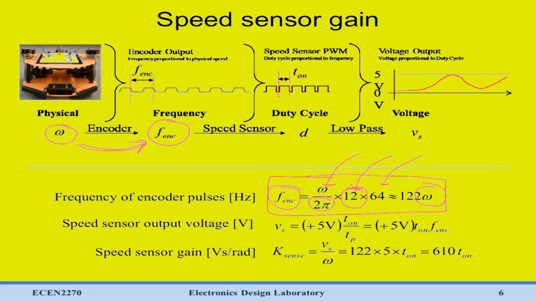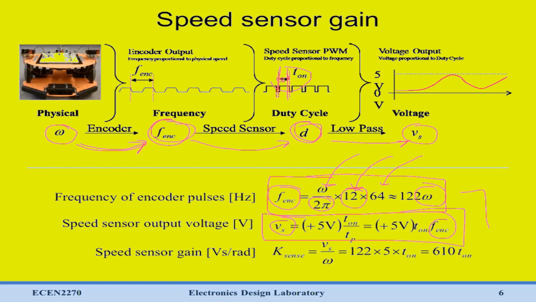Now our speed sensor circuit, our 555 based speed sensor, then takes that encoder frequency and generates some duty cycle based on our on time, which we solved for previously. Now we can relate this encoder frequency to the duty cycle or the on time with this equation down here, and that's after we've low passed it with our RC circuit. So now we have a relation between Vs and frequency encoder.